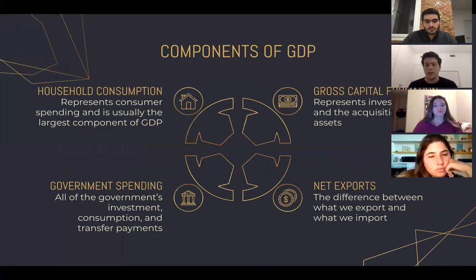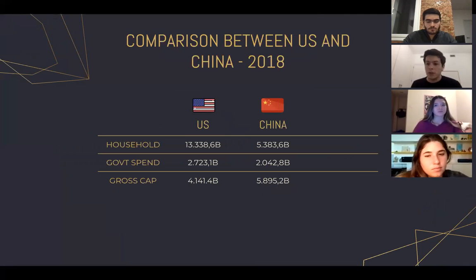Now we will be analyzing GDP in each country and how it is formed. For this, we chose the 4 main components of GDP, which were previously explained by my colleague. These are household consumption, gross capital formation, government spending, and net exports. What we did first was, taking account in the data, we created a comparison between the US and China. As you can see, here are the real numbers for the year 2018, where you can see that the United States spent around 13 billion in household, while China only 5 billion, but the numbers in government spending and gross capital formation are around the same numbers.